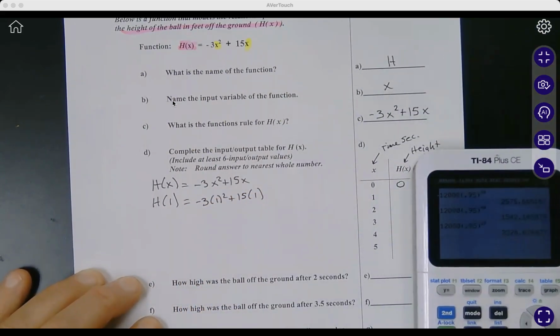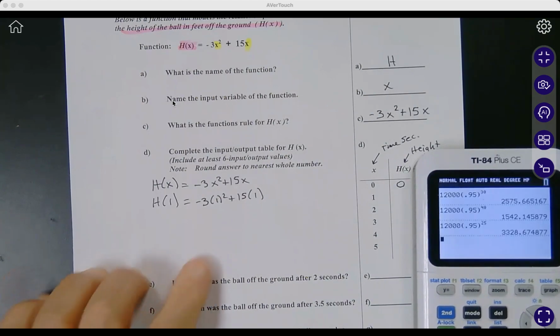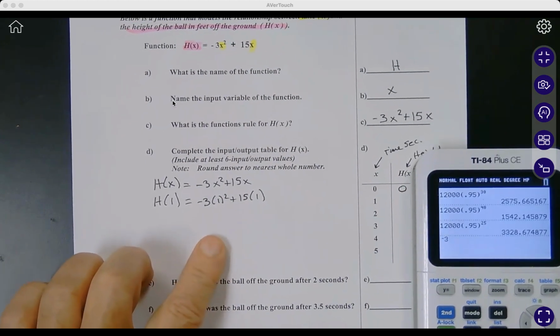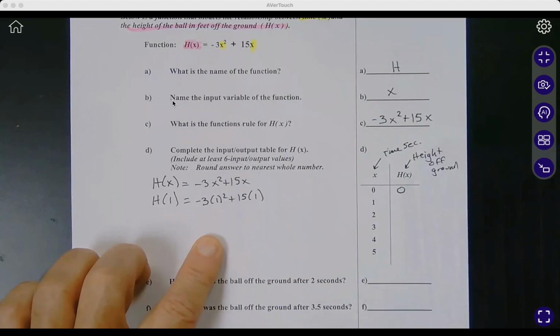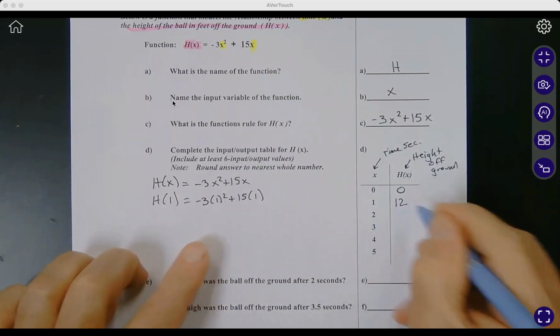Now H of 1. I'm going to go negative 3. Make sure you hit that negative key. That's important. 1 squared, plus 15 times 1. Enter, and I get 12. So after 1 second, it was 12 feet off the ground.